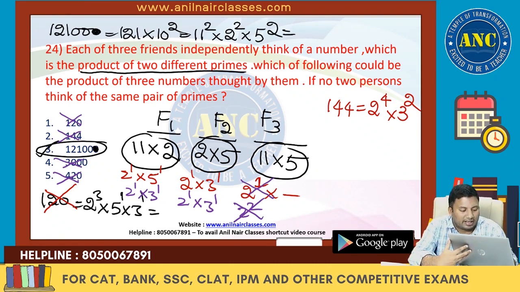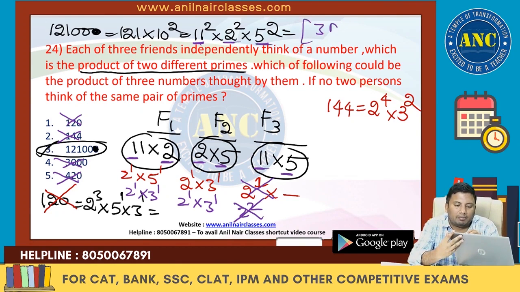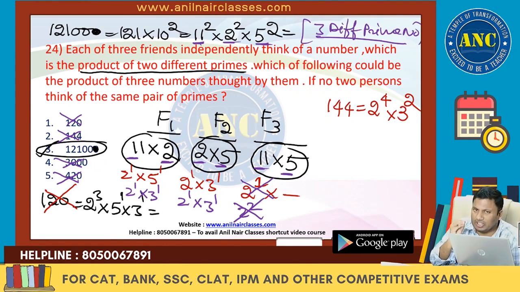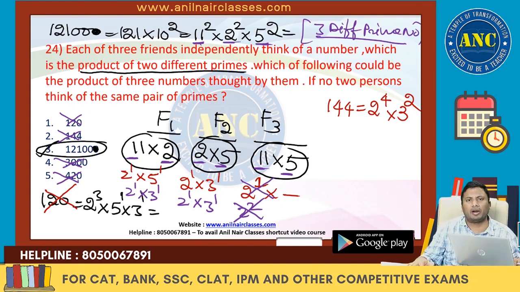Total I should get the sum of the powers. I should get 3 different prime numbers, and it should be equally distributed. Very logical questions, sir. This is how the questions are framed. This does not involve any formula based things. It's purely logic driven.